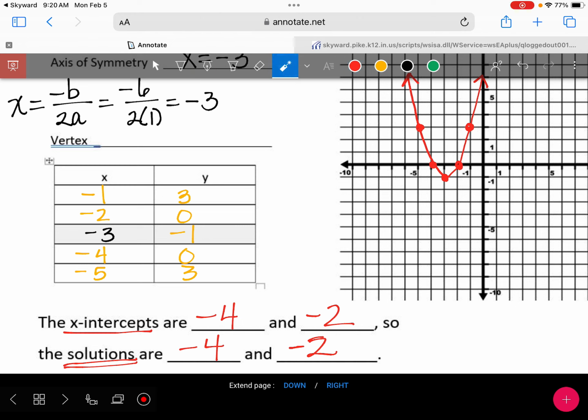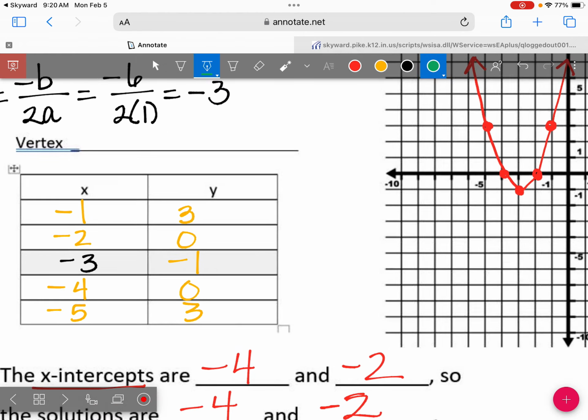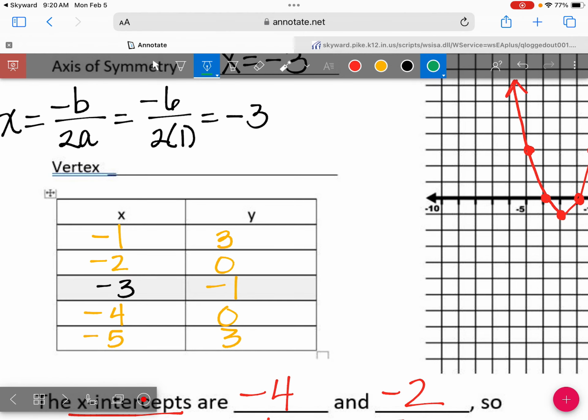I did leave a question blank. Where is the vertex of this parabola? What's the lowest point of my parabola? Juan, what's the lowest point? Yep, -1. And then what's the x value of the vertex? So this point here in the middle is my vertex, and that would be at -3, -1.